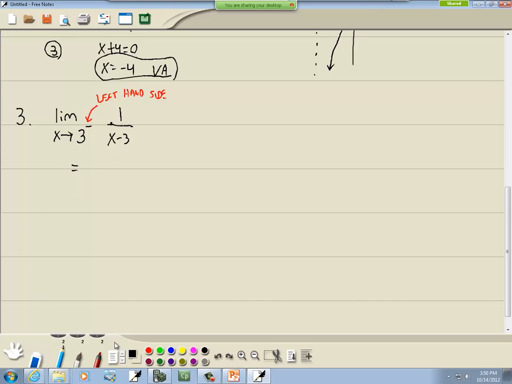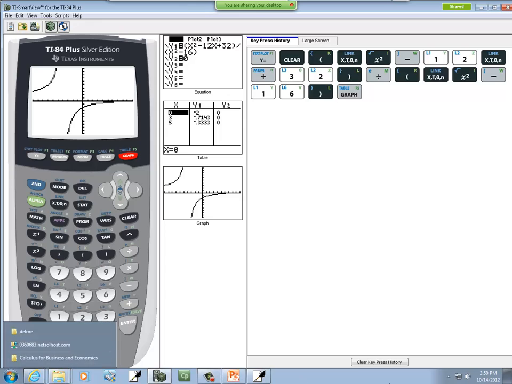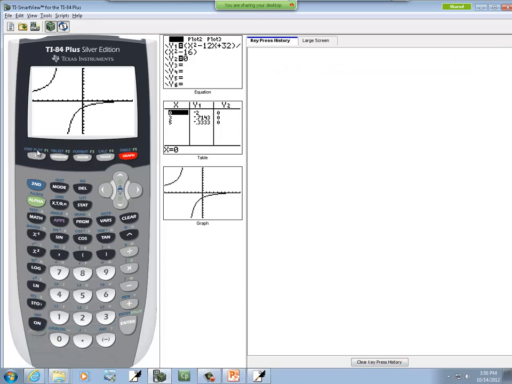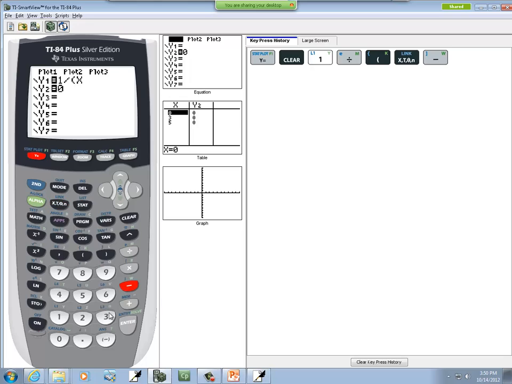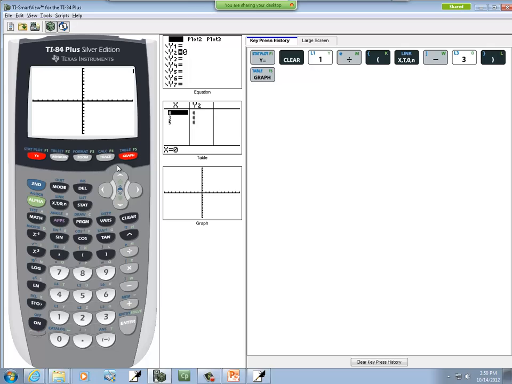Well, let's go graph this. Remember the key is if you've got more than a single number or a single variable on top or bottom, you have to put parentheses around it. So when we plug this in, we're going to need to put parentheses around the x minus 3. So I'll do y equals, clear, 1 divided by, beginning parentheses, x minus 3, closing parentheses, and then graph.